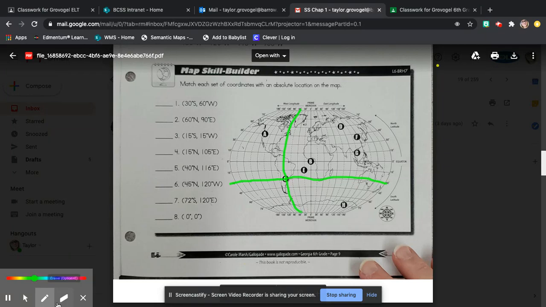So we can see, I need a little eraser here. So C is where it crosses. So the C, its exact location is 30 degrees south and 60 degrees west. Pause the video if you need time to catch up. We're going to do number 2 together, and then you guys are going to do the rest on your own.